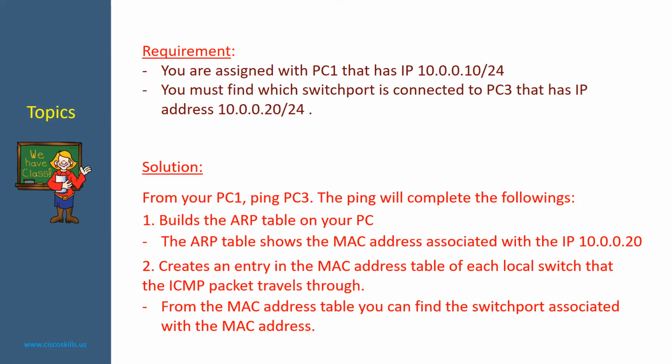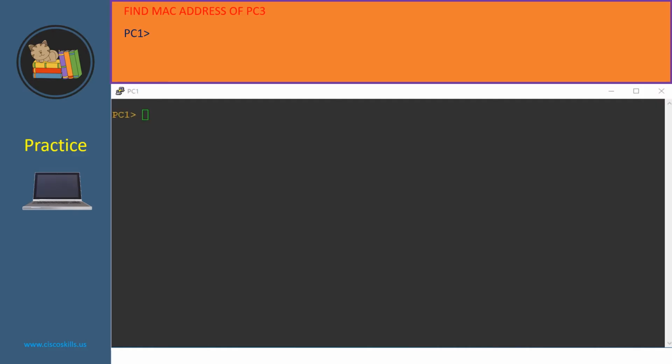Let's do it. To find the MAC address of PC3 in PC1, we ping the address of PC3 and hit enter. After that, we issue the command show arp and hit enter. This command only applies for GNS3. You need to find the command that shows the ARP table of the current OS on your PC.